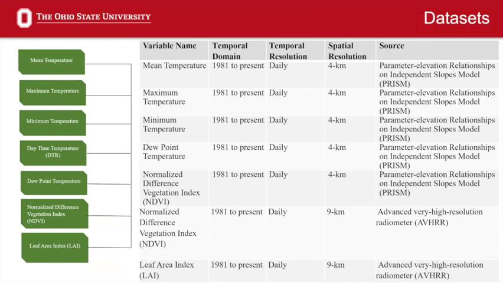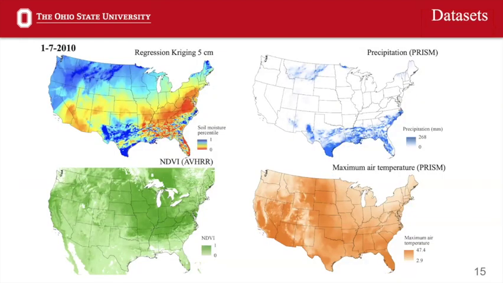And NDVI and LAI are the vegetation data sets, which are collected from AVHRR, the Advanced Very High Resolution Radiometer, and their spatial resolution is 9 kilometers. They're also available from 1981 to present day, and they're available daily. And these are some maps to show.